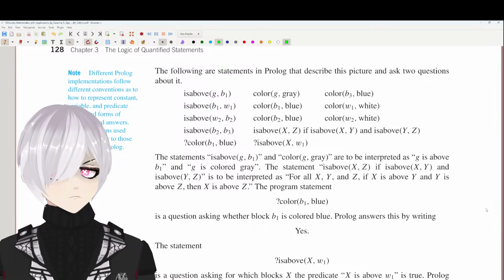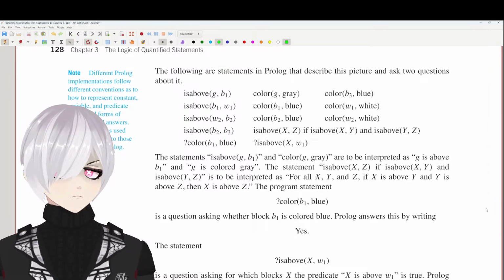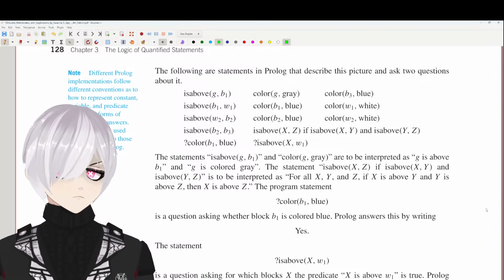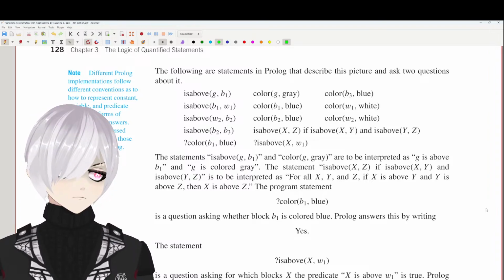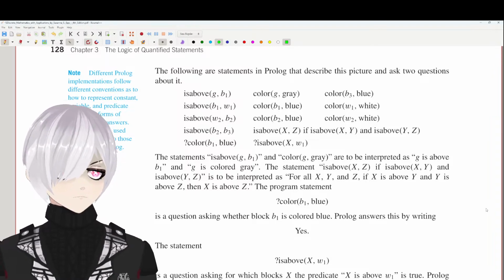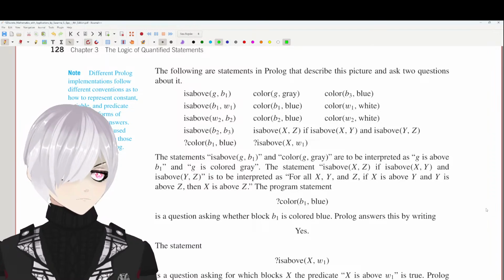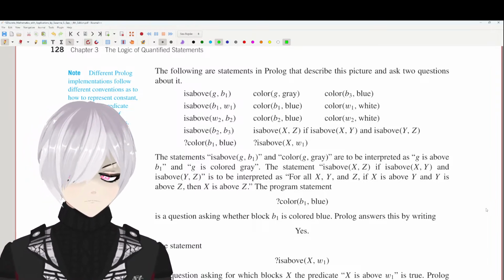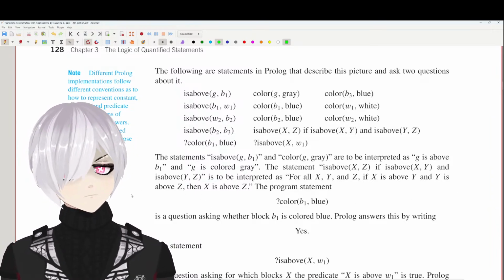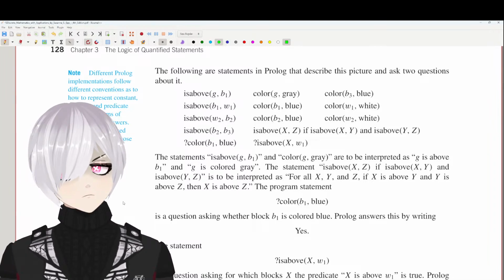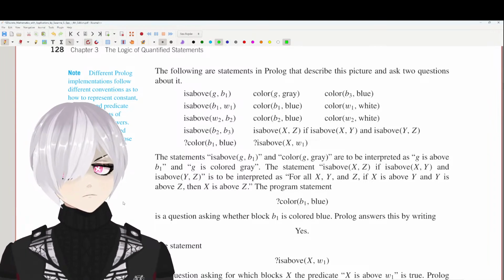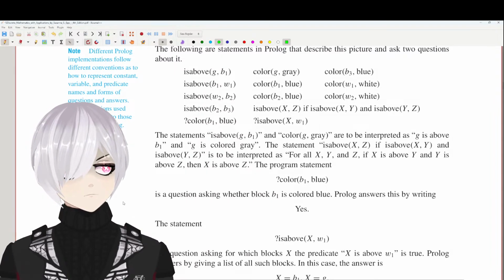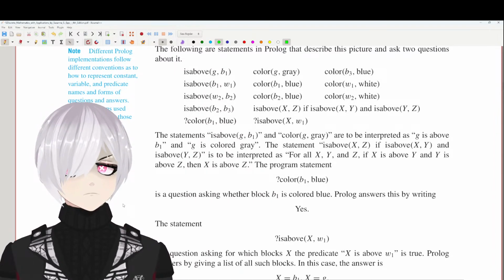The statements is above G B1 and color G gray are to be interpreted as G is above B1 and G is colored gray. The statement is above X Z if is above X Y and is above Y Z is to be interpreted as for all X, Y, and Z, if X is above Y and Y is above Z, then X is above Z. So here they're kind of taking the universal quantifiers as implicit in this language. If you just use variables without context, it's assumed that you mean for all X, for all Y, for all Z.